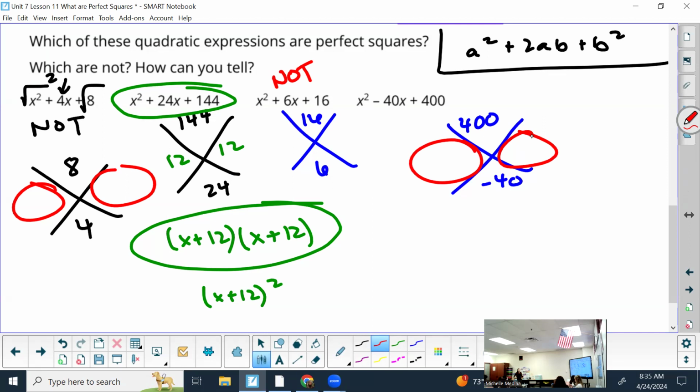Okay, now is there a way that I could put the same two numbers and make it multiply to the top and add to a negative 40? What can I do to make it multiply to the positive, add to the negative? Make both of them negative. So is this last one a perfect square?